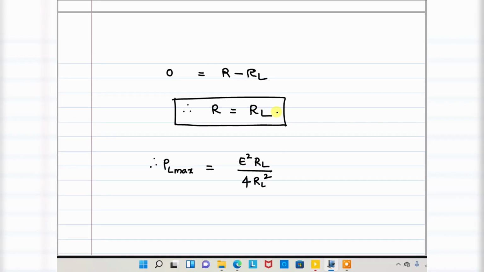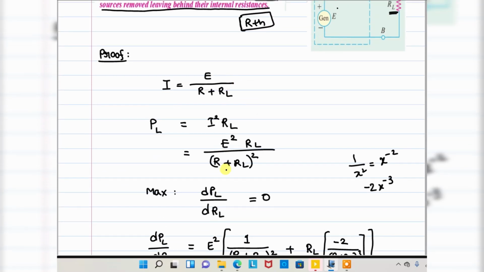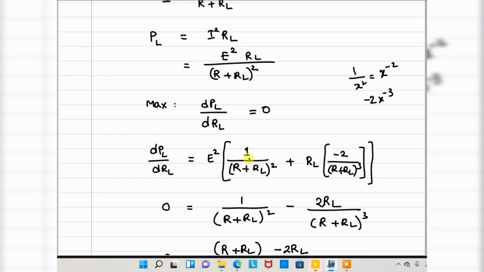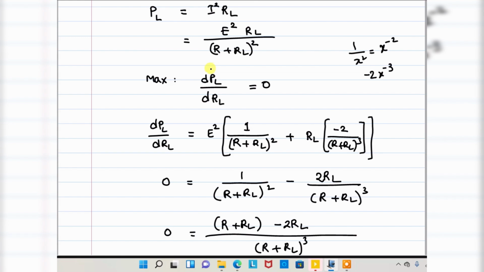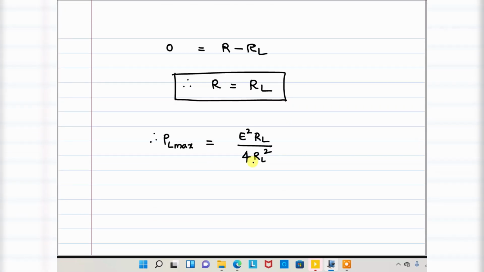Just substitute this relation in this formula, then you will get this relation. I hope you don't want to do it yourself. Okay, I will show you those calculations also for your understanding purpose. Okay, how did I get this equation?